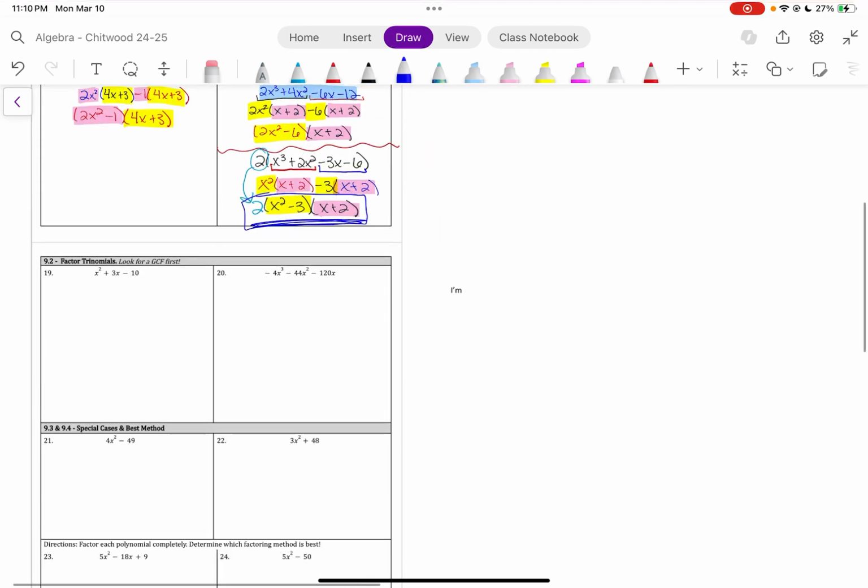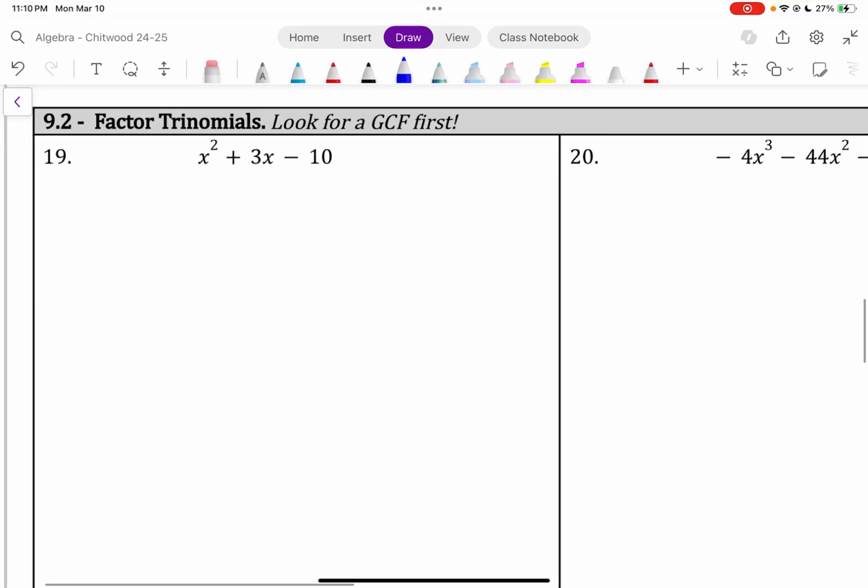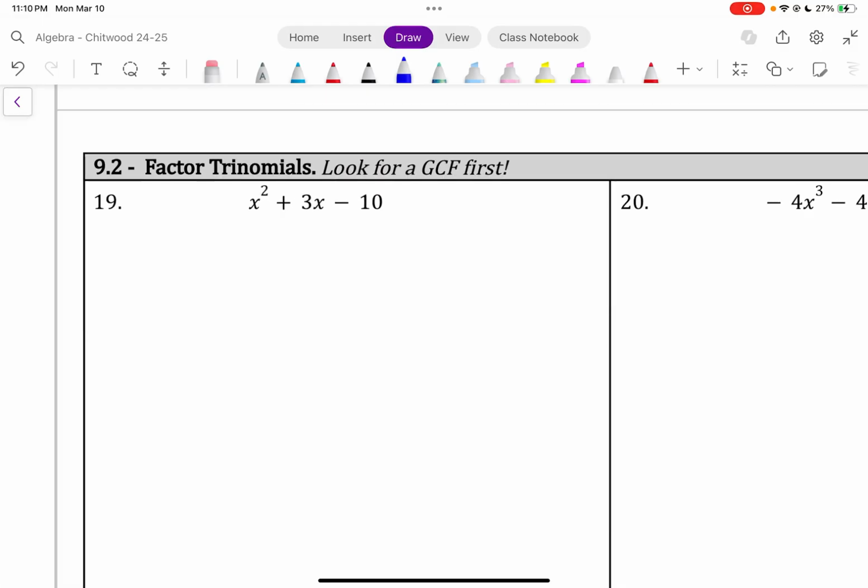Okay, now we're going to move on to factoring. This first one is when a is greater than 1. So when a is greater than 1, you do not have to worry about multiplying the a times c, because if a is 1, then it's always just going to be finding the factors of c. So I'm going to start with -10 and think what multiplies to -10 but adds to 3. That will be 5 and -2. They'll multiply to give me -10, but they will add to give me 3.